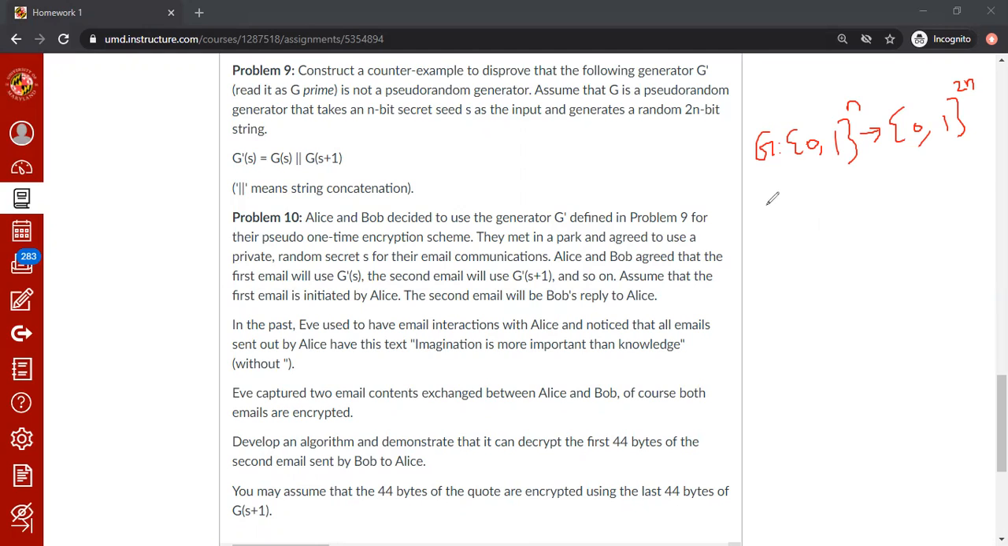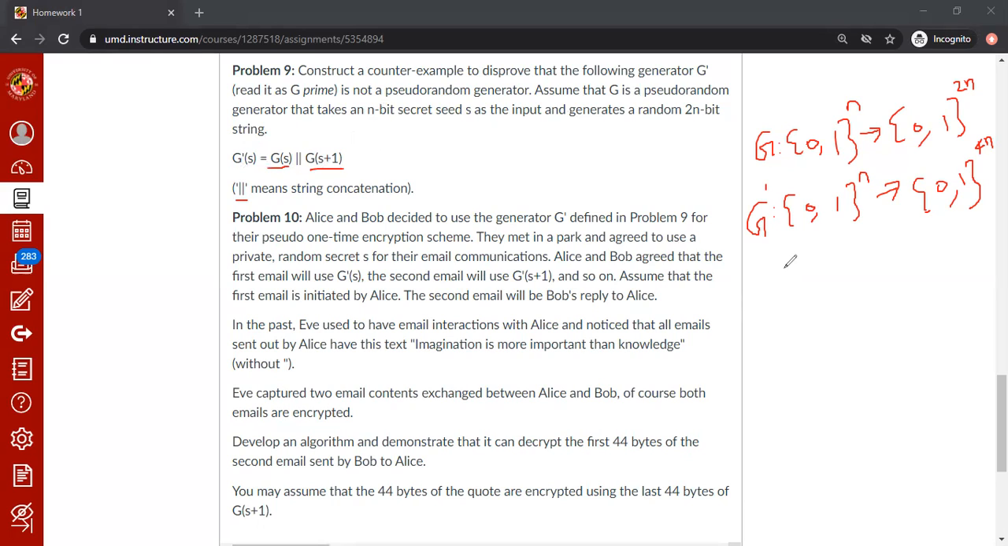What is G prime? G prime is basically taking an n-bit number and giving us a 4n-bit number, right? Because it's calling G under the hood two times. This is 2n and this is another 2n, and we are putting them together, so it's concatenation. So we should get a string of length 4n. Our goal is to come up with a counterexample to show that this is not a good pseudo-random generator. It's interesting that this piece is a pseudo-random generator, and this is also a pseudo-random generator. But if you put them together, they may not be a pseudo-random generator. That's interesting. Okay, how do we come up with an example?